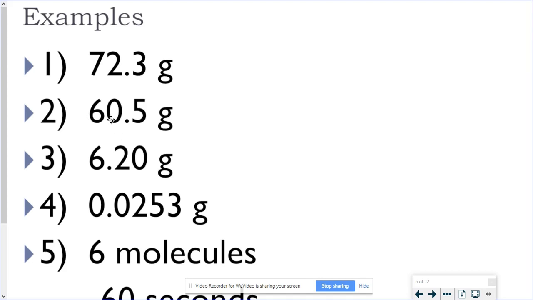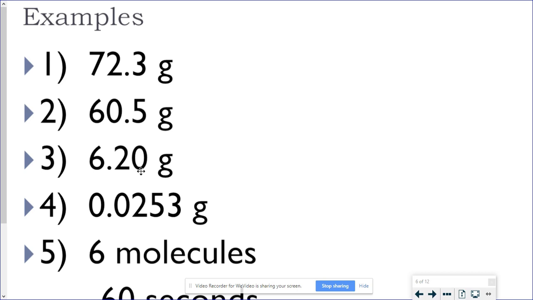Zeros that are between non-zero numbers are significant. So again, here we have 3 sig figs. This one's significant because it's a non-zero number, this one is significant because it's a non-zero number, and this 0 is significant because it's between 2 significant numbers.